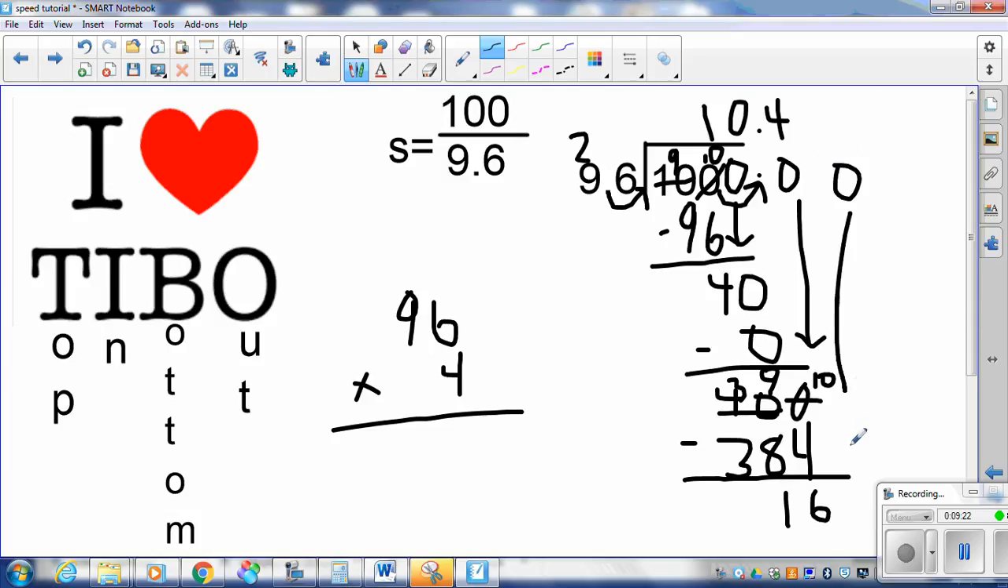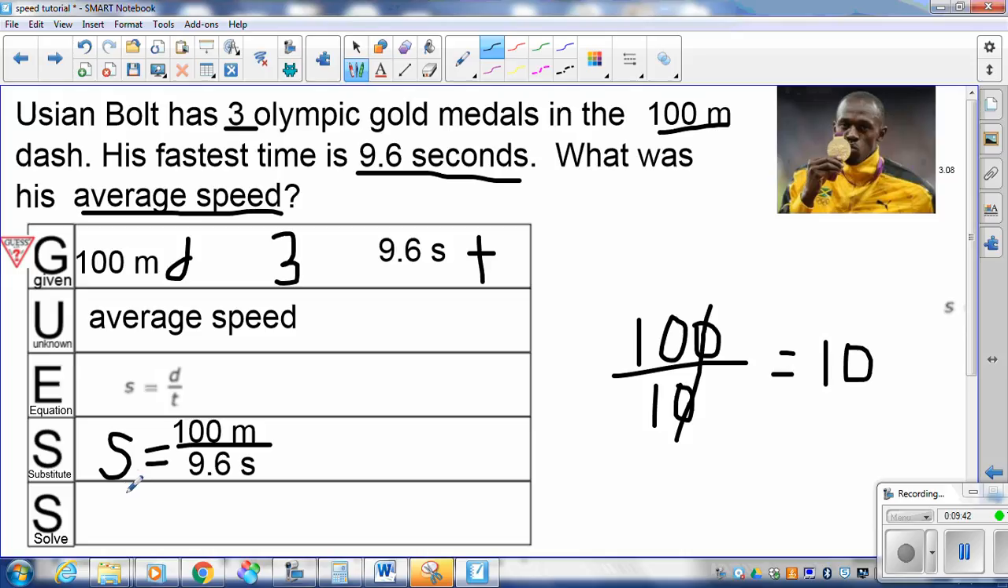But let's say I kept going. I would add another 0, bring it down. 96 goes into 160 one time. So see, this still rounds off to 10.4. So that's my solution. So over here, I'm going to write my solution here. 10.4. Don't leave your number naked.